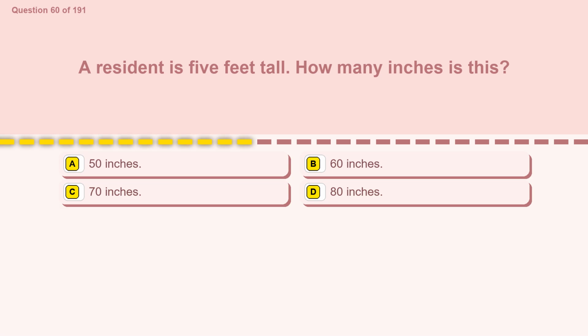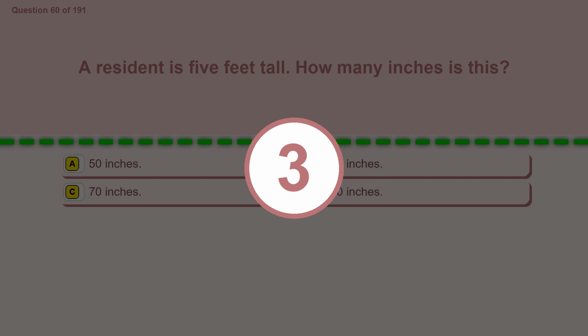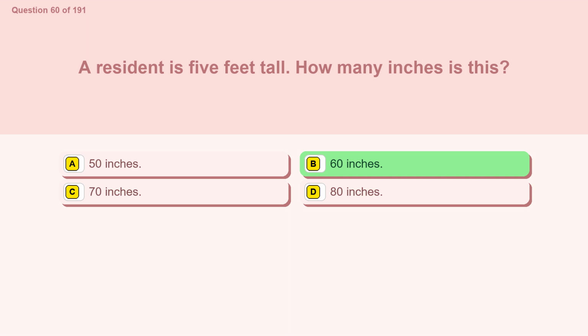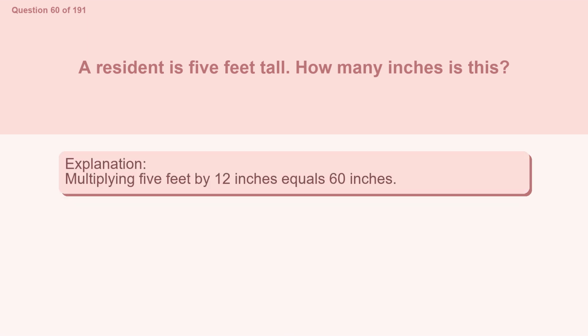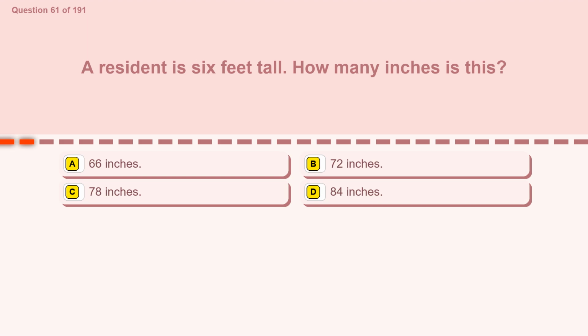How many inches is this? Option A. 50 inches. Option B. 60 inches. Option C. 70 inches. Option D. 80 inches. The correct answer is option B. 60 inches. Multiplying 5 feet by 12 inches equals 60 inches. Question 61. A resident is 6 feet tall. How many inches is this?